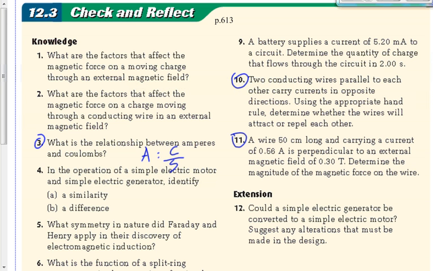And finally, question 11. A wire that is 50 centimeters long carries a current of 0.56 amps perpendicular to the magnetic field. Perpendicular means that we can use what we've learned, right? The hand rule, the equations. What's the magnitude of the force? We're just going to say F is equal to ILB here, right? 0.56. Make sure that you make the wire length in meters, 0.5, and the magnetic field is 0.3. 0.084 newtons. Good?